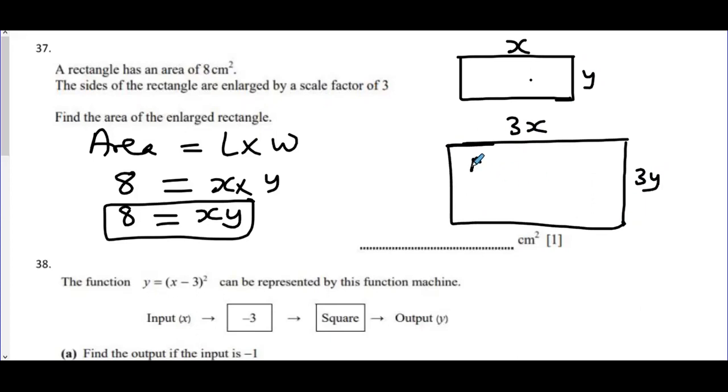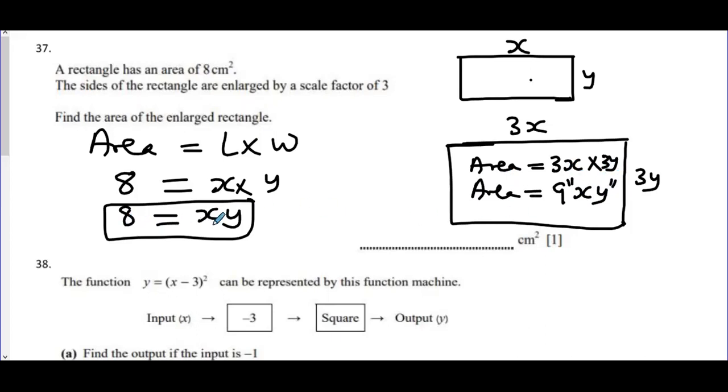So the area here will be length times width. This time my length has changed to 3 times the previous, and the width has also changed to 3 times the previous, so 3y. So what is the area for this? Area will be equal to 3x times 3y. This will be 9xy. This will be 3 times 3 is 9, x times y is xy. But guess what?